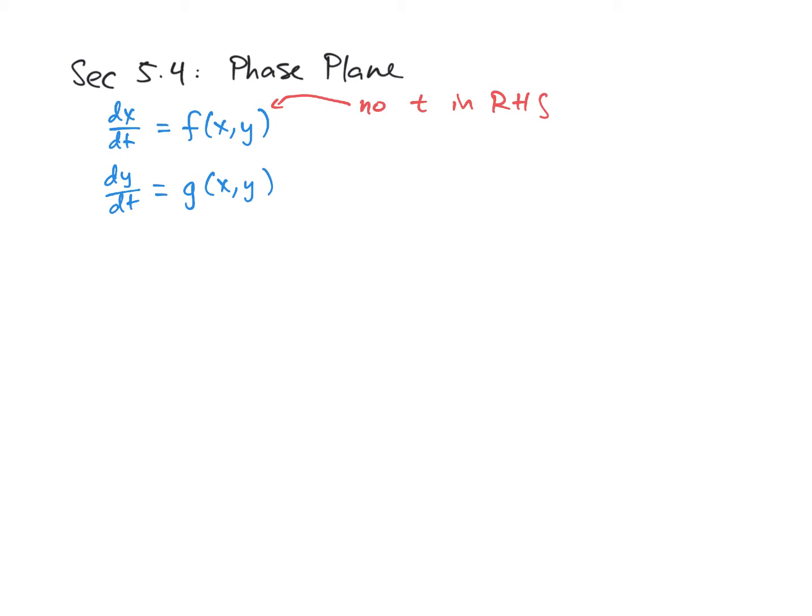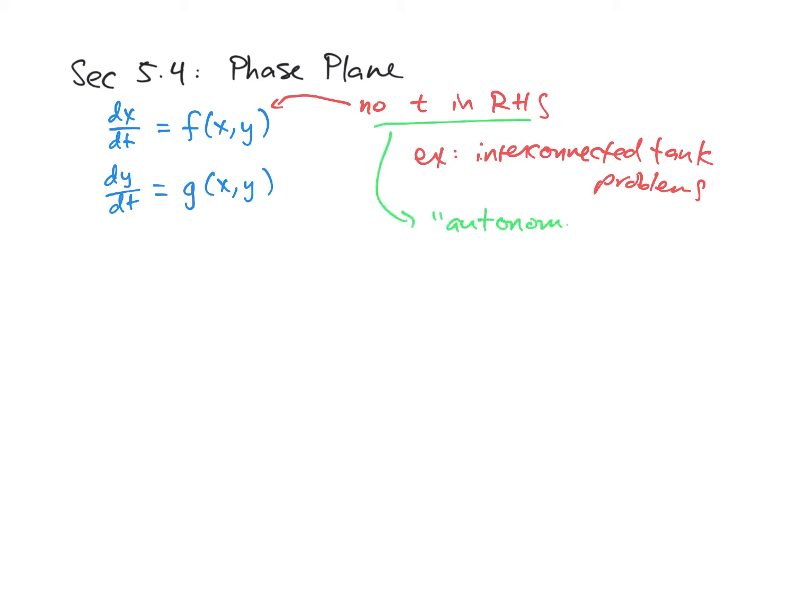Examples that we've seen like this are the interconnected tank problems. And the name that we can give to this, because there's no t in the right-hand side, is autonomous systems. We can take advantage of this by plotting x and y as trajectories.